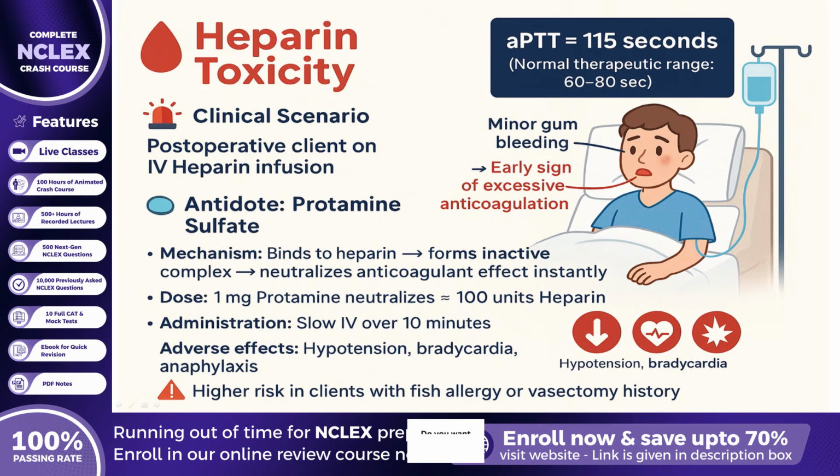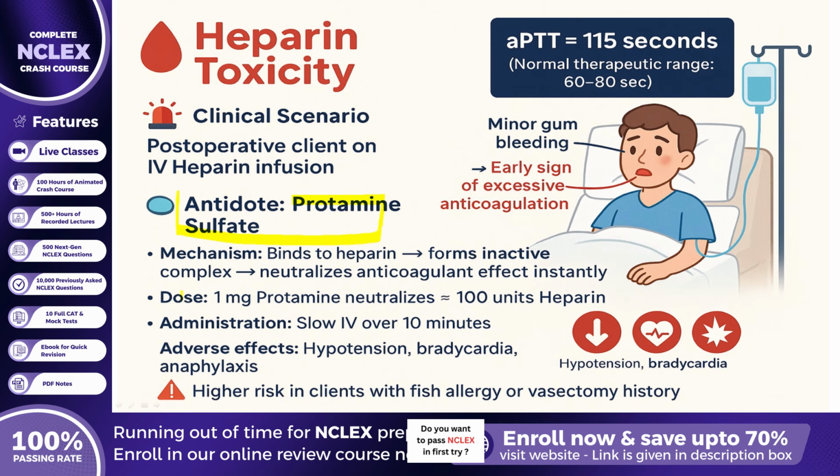Now let us unpack the clinical reasoning behind this. When caring for a client receiving heparin, it is essential to continuously monitor coagulation parameters, especially the aPTT level. The therapeutic goal for a PTT in clients on heparin therapy is typically between 1.5 to 2.5 times the normal control value, which usually translates to 60 to 80 seconds. When the aPTT climbs to 115 seconds, this signals excessive anticoagulation and a high risk for bleeding complications, which may present as nosebleeds, bleeding gums, hematuria, or even gastrointestinal bleeding.